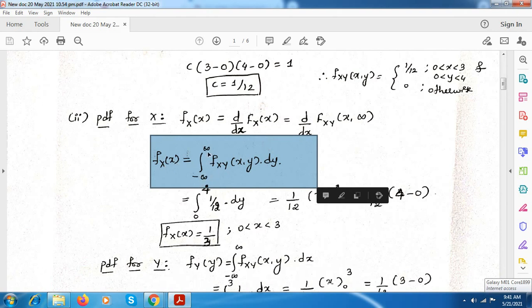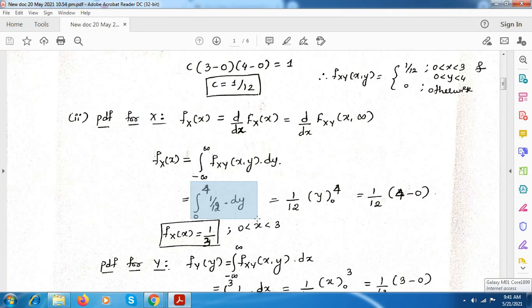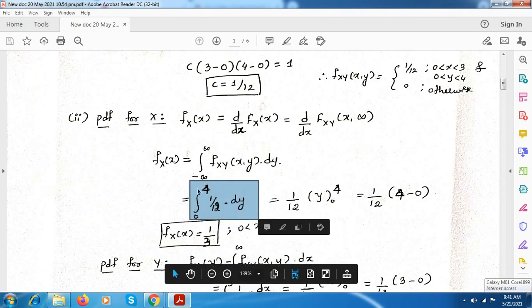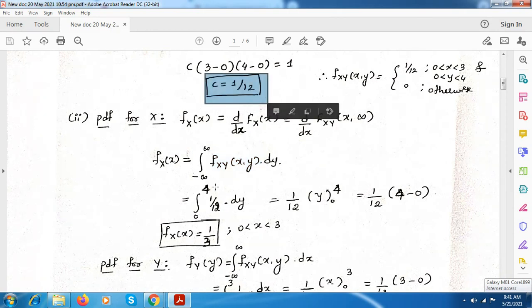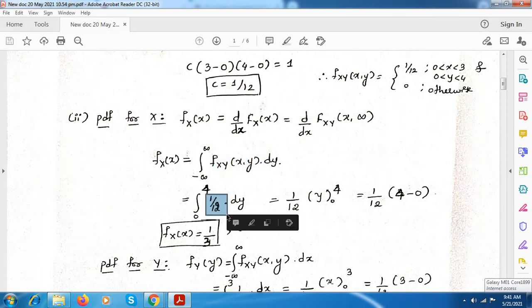Okay, so here this is the marginal PDF, that is fX(x). Here it is the integration from minus infinity to infinity, and this is the bivariate PDF. Here we have to integrate it with respect to dy. So if you integrate with respect to dy, the range of integration becomes 0 to 4, because they have given the limit for y as 0 to 4. In the equation they have given, fXY is equal to c, and you already know the c value, that is 1 by 12. So you just have to substitute 1 by 12 here, and here it is dy.